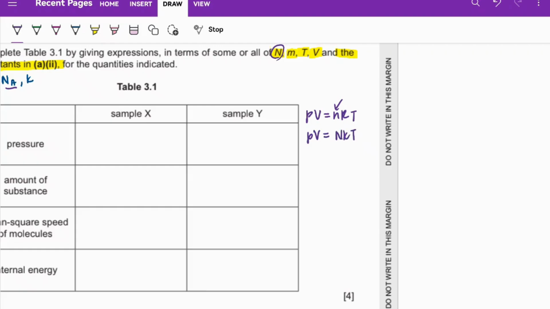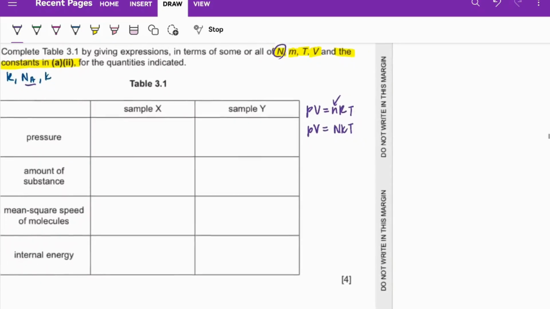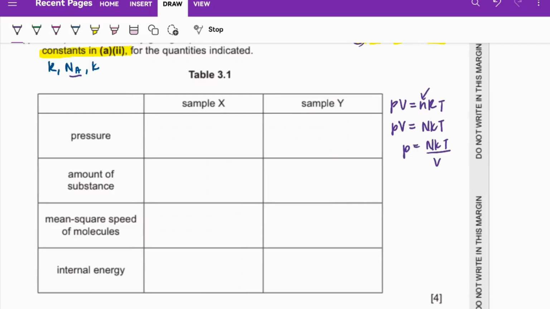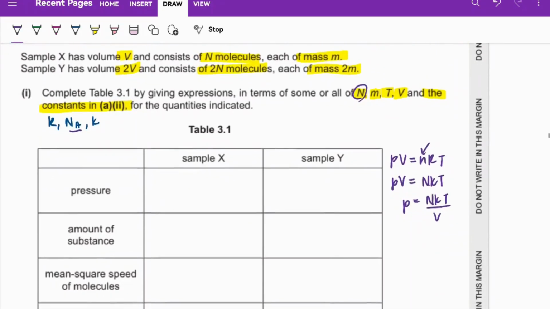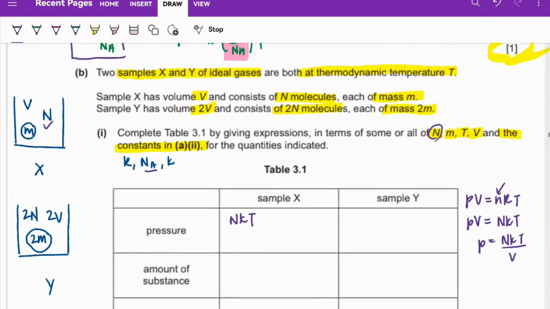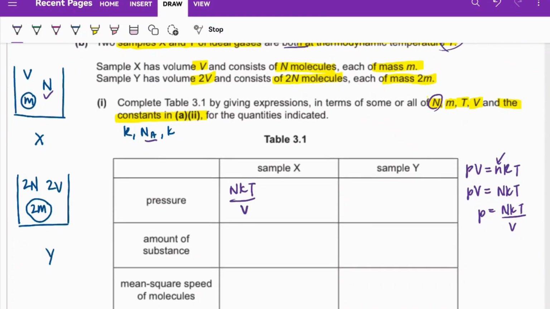Right? Okay. So now we want what is pressure. So we make pressure as the subject. Then it's NkT over V. Okay. So pressure for X. What is the number of molecules? It's actually N. k is constant. T is constant because both are at thermodynamic temperature T, over V. That's about it. How about sample Y?